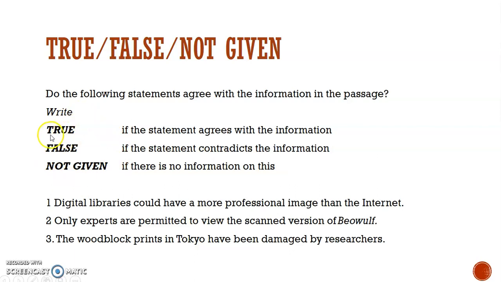Please pay attention that you will write down the word true, not only the letter T, okay? And false, write down the word false, not F. And not given. For example, number one, digital libraries could have a more professional image than the internet. If this statement is a paraphrase of the information and is similar to the passage, you can say that yes, it's true. But if this statement contradicts the information in the passage, you will write down false. If there is no information on this, you can write down not given.